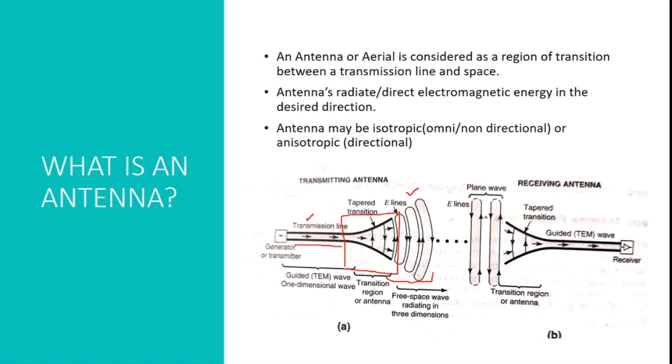Similarly, at the receiver side, it has to convert the plane waves, the E lines or the electric field lines, from free space back to the transmission line. The transmission line, as we saw in our previous semester subject, is capable of guiding TEM waves. So it has to convert the E lines back into the waveforms supported by the transmission line, and it has to reach the receiver.